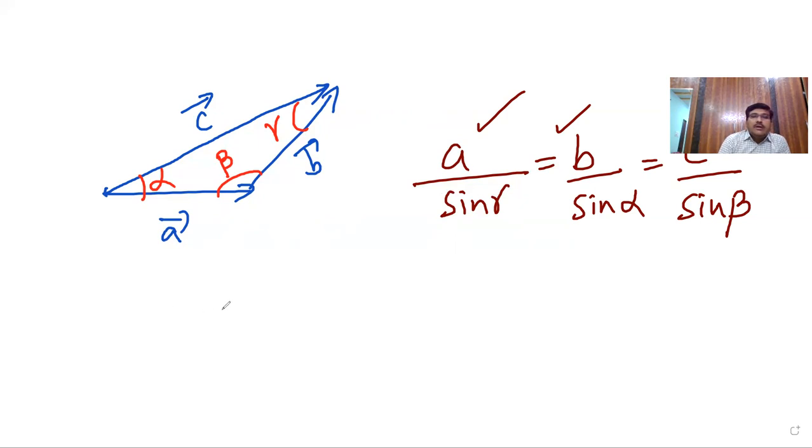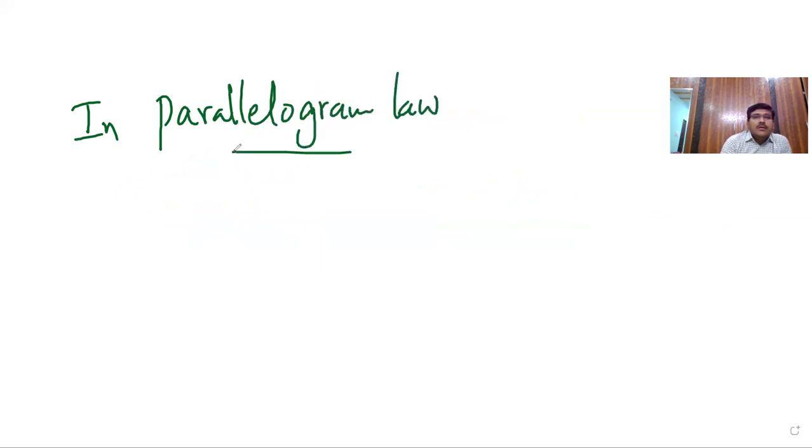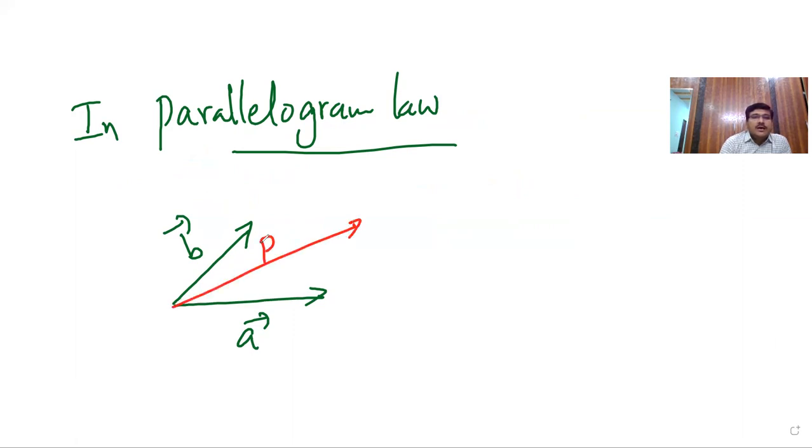What is the parallelogram law? Observe. This is the a bar vector, and this is the b bar vector. The resultant is in between them. This is the resultant. The angle between a bar and b bar is theta.